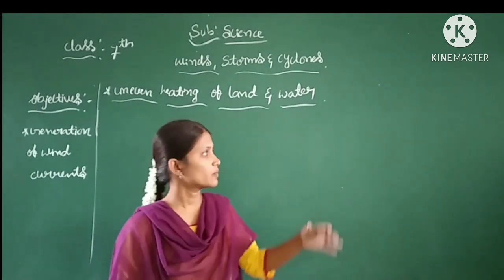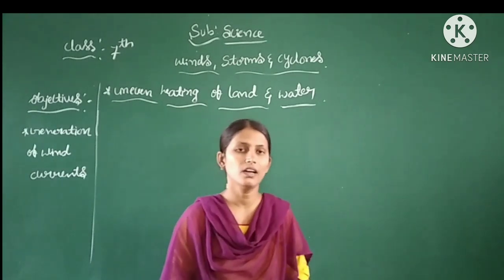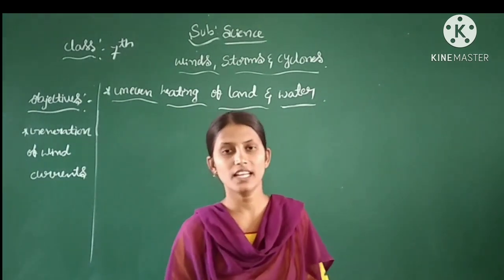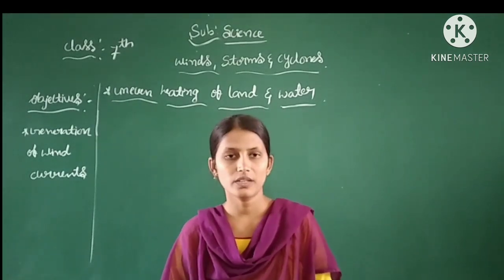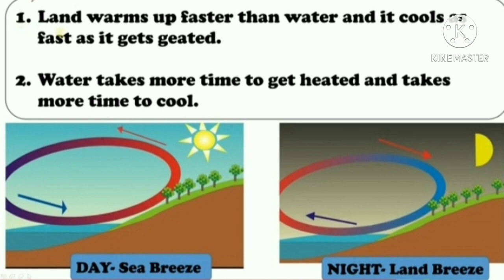Now we will discuss the next one, that is uneven heating of the land and water, as we discussed in the last lesson on sea breeze and land breeze. Look at this picture. Land warms up faster than water and cools as fast as it gets heated. It heats fast and cools fast compared to water, and water takes more time to heat and more time to cool.